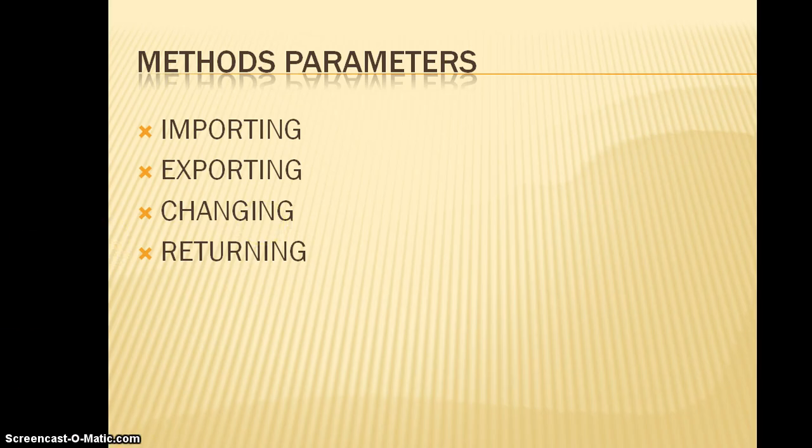So how to declare a method we will be seeing later, but when you declare a method you also define its parameter interface using the additions importing, exporting, changing and returning. The additions define the input, output parameters and return code.